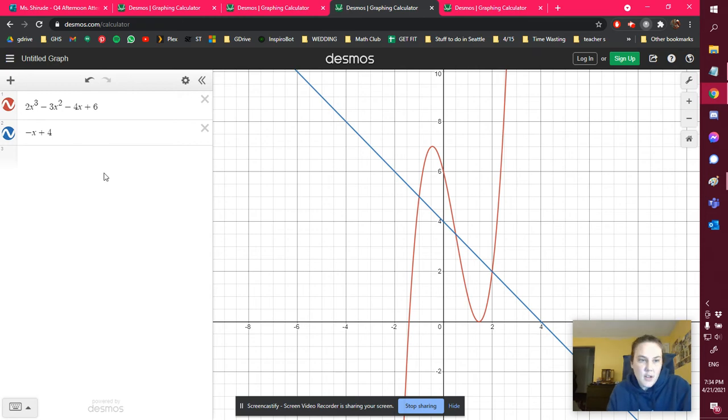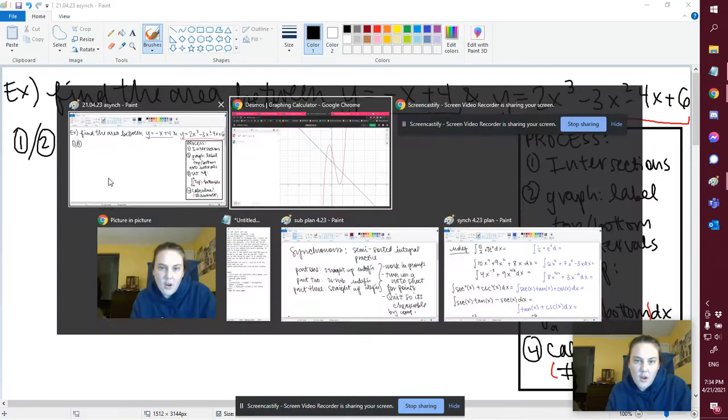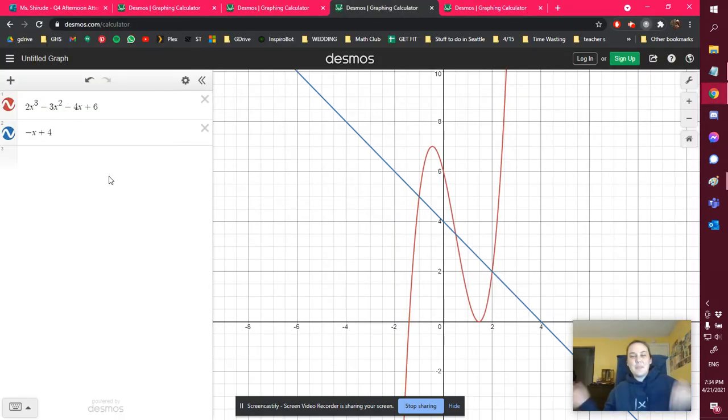Did I do this right? Which one's red? Oh, I'm amazing. I'm the best there ever was. Okay, so I graphed my longer polynomial in red. I graphed my linear line in blue on desmos.com/calculator. And so now I know which one's on the top and which one's on the bottom at certain points.